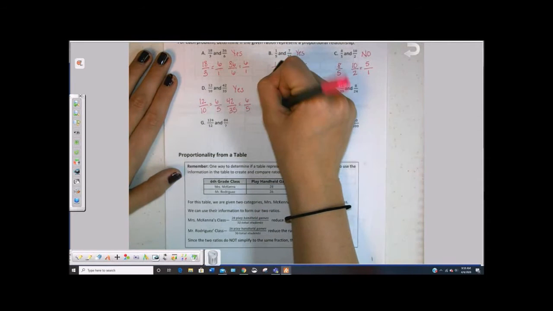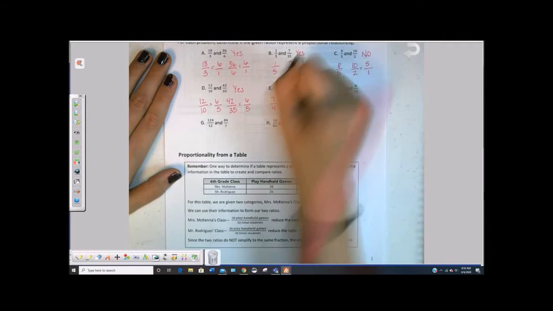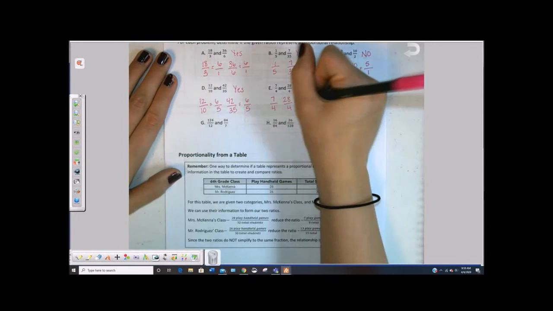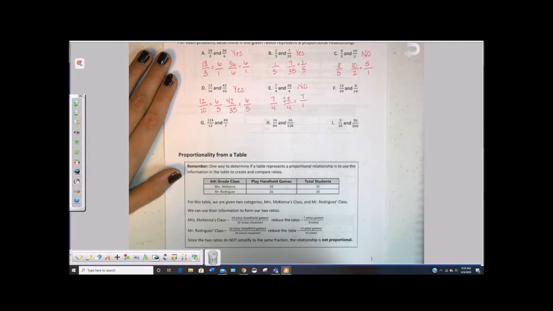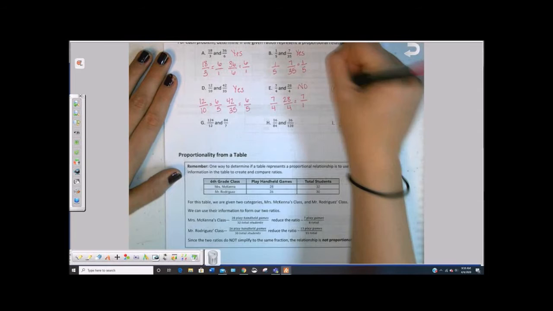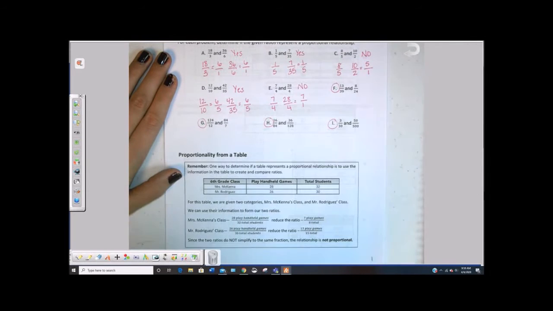E, 7 over 4 cannot be simplified anymore. 28 over 4 simplifies to 7 over 1. Those are not proportional. So you're saying yes or no if they're proportional, but also if they're equivalent. I would like for you to try and do F, G, H, and I.